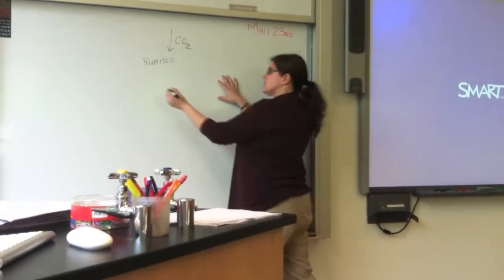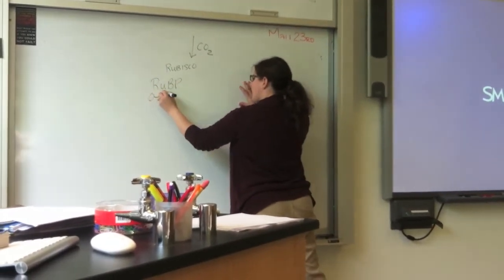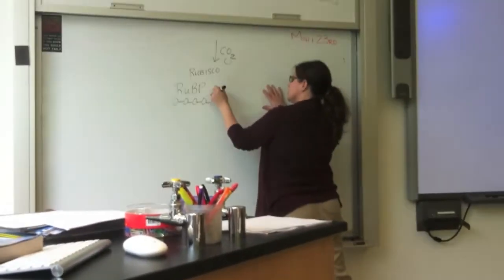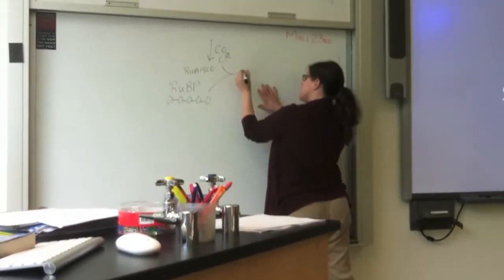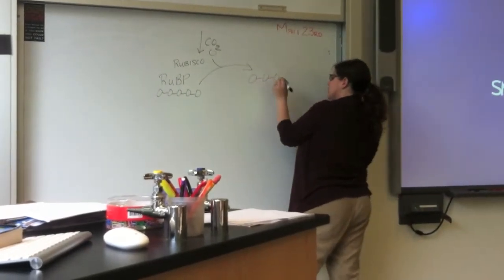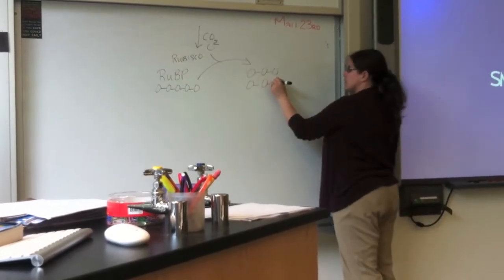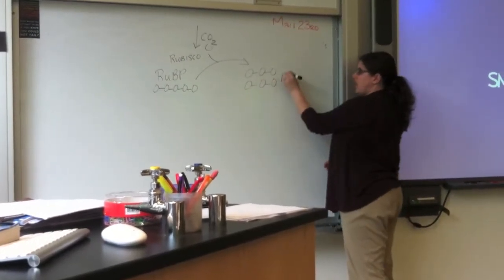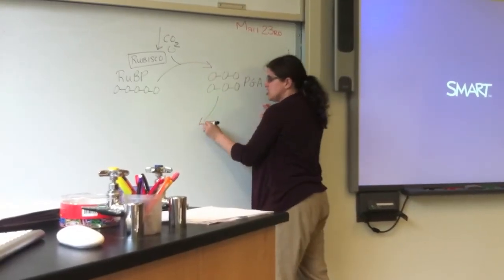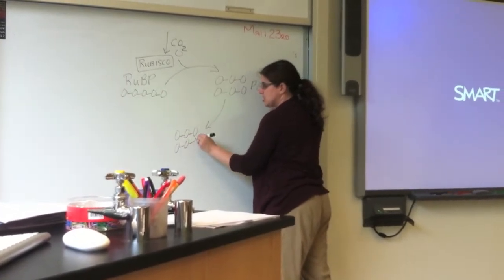And the job of Rubisco is to take RuBP, which is a 5-carbon compound, combine it with CO2, which is a 1-carbon compound, and we're going to make, for an instant, a 6-carbon compound, but that's very unstable, so we're going to end up with two 3-carbon compounds, which we call PGA. PGA is then reduced to form PGAL.